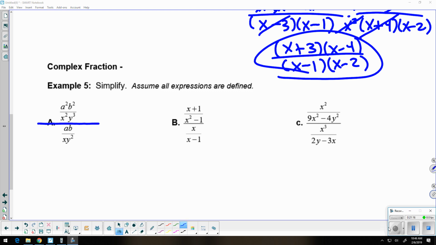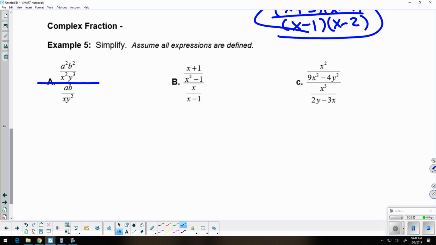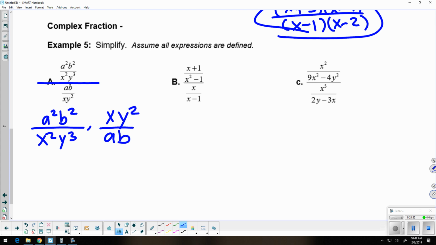So to finish up here, again, we're just really dividing two fractions. For example, 5a: you're going to keep the first one the same, so a squared b squared over x squared y cubed. And now we're going to times it by the reciprocal, which is xy squared over ab. So you can multiply straight across if you want to. You can also cross cancel before you multiply.